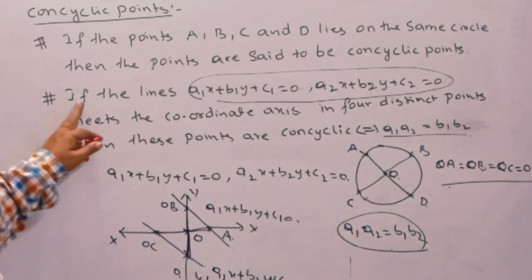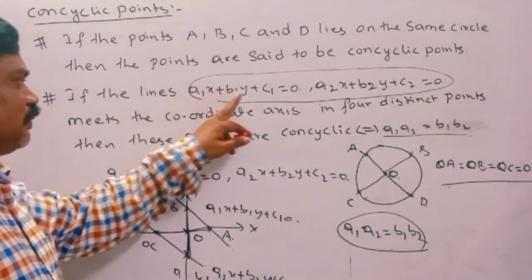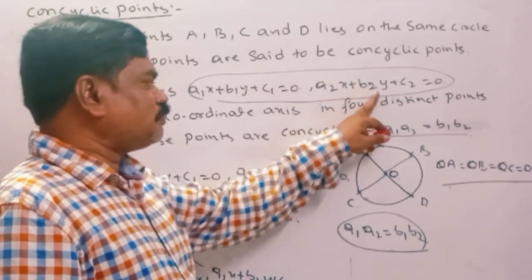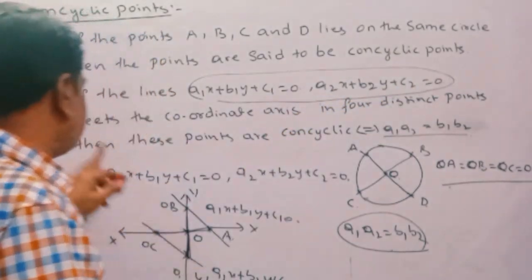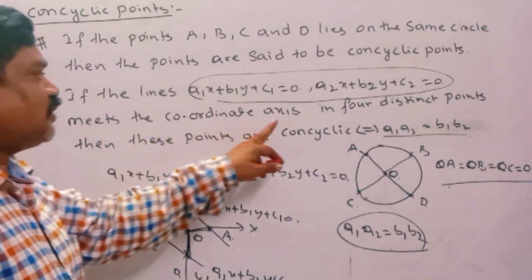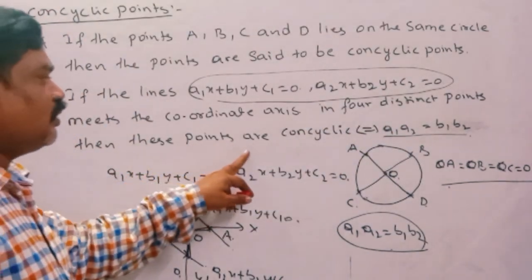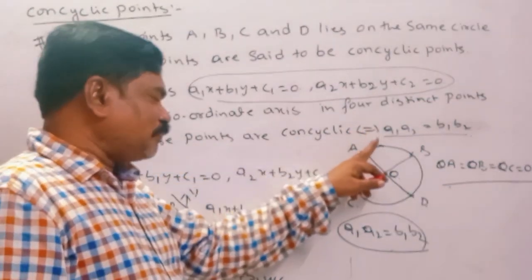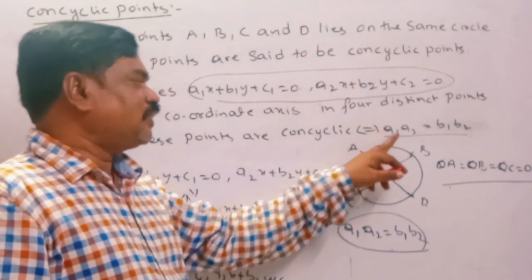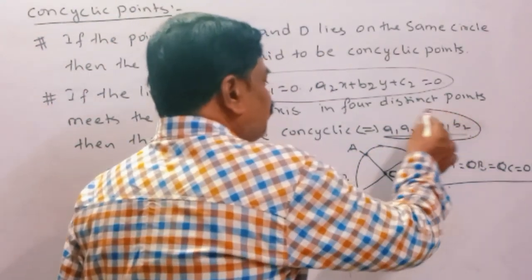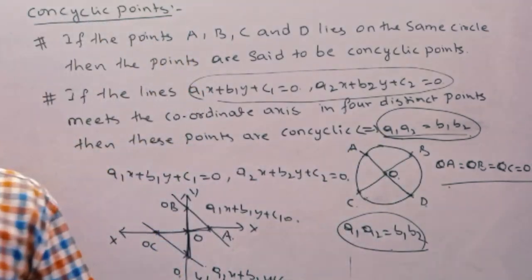If the lines a1x plus b1y plus c1 equal to 0 and a2x plus b2y plus c2 equal to 0 meet the coordinate axes in 4 distinct points, then these points are concyclic if and only if a1a2 is equal to b1b2.